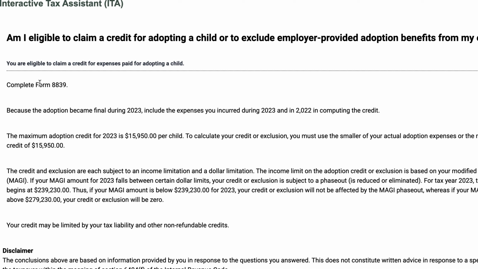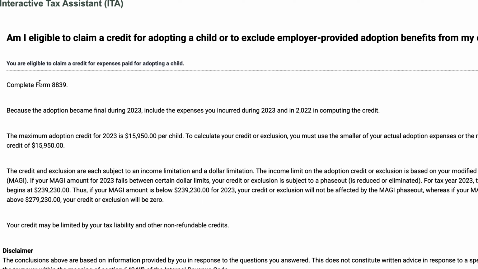So for 2023, the maximum adoption credit is $15,950 per child. You have to use the smaller of your actual adoption expenses or the maximum credit. And this credit or the exclusion is also subject to a modified adjusted gross income, or MAGI, limitation. And that starts between $239,230, and if your modified adjusted gross income for the tax year is greater than $279,230, then your exclusion or your credit is zero.